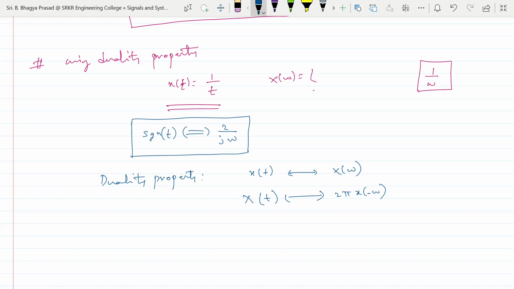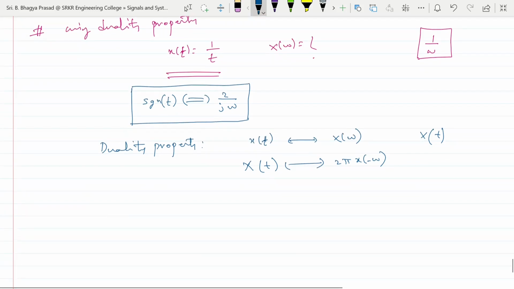Okay, so if you know x of t, and you know its Fourier transform x of omega, then if in the place of omega you substitute t, what will be the Fourier transform of that function? You can find the Fourier transform easily by substituting minus omega in place of t.